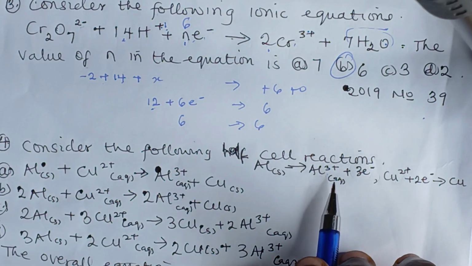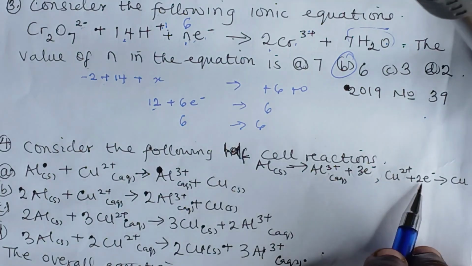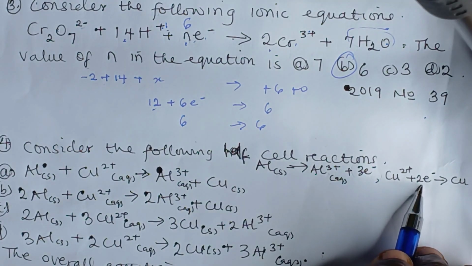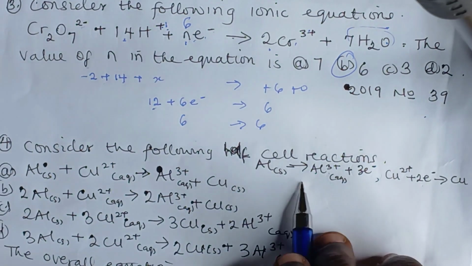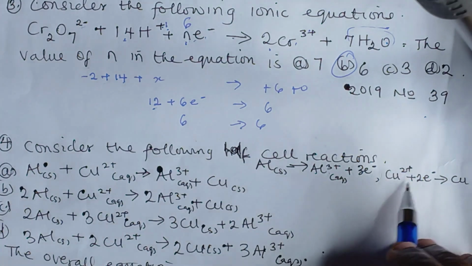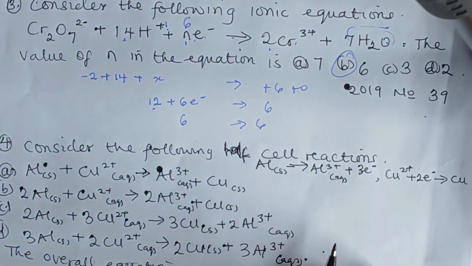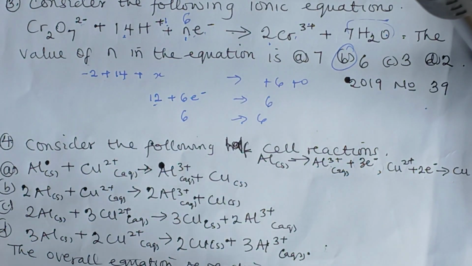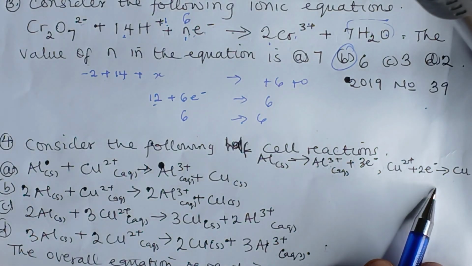So loss of electrons is actually oxidation, while this is gain of electrons, and that is reduction. So this represents the half reactions. So the overall equation of this reaction is what? How do we write the overall equation? By merging the two together.